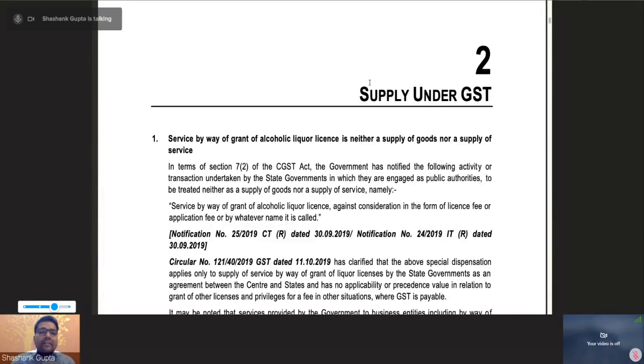First amendment in the supply chapter is service by way of grant of alcoholic liquor license is neither a supply of goods nor a supply of service. As you all know, alcoholic liquor has been kept out of the purview of GST. GST is not applicable. Now, alcoholic liquor is very strictly regulated by state governments. And these days, it's all around the news, right? In the lockdown, now the liquor shops have been opened and you can see long lines.